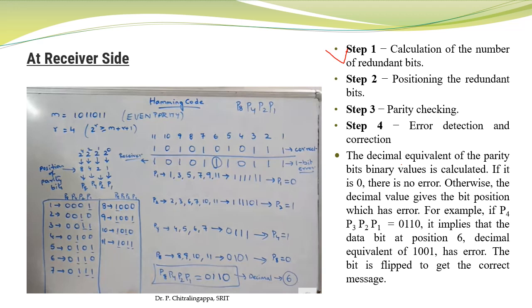If we get the same at the receiver end, the decimal equivalent of the parity bits binary value is calculated. If it is 0, there is no error. Otherwise, try to correct it at the receiver end.